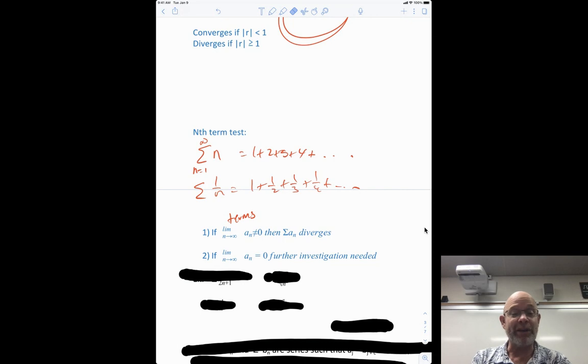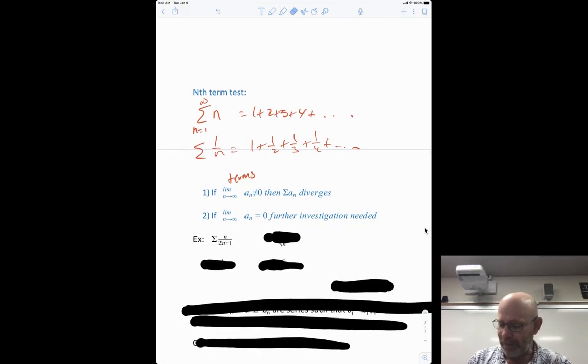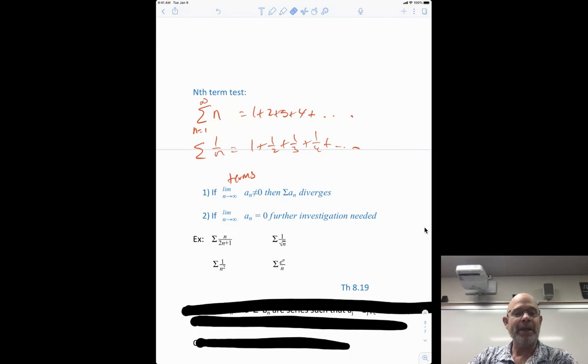If all the series whose terms approach 0 converged, our life would be really easy. We'd just do this and be done for every problem. It doesn't work that way. We're going to study that a little bit more as we go through this chapter to see why that's true. So there's just a bunch of examples here. I can do these all really super quickly. Don't worry about that theorem 8.19 yet.